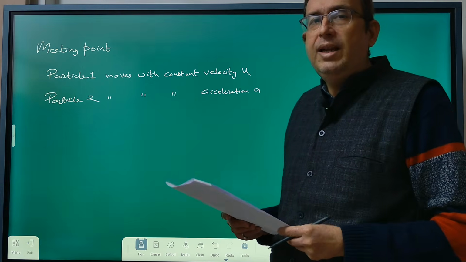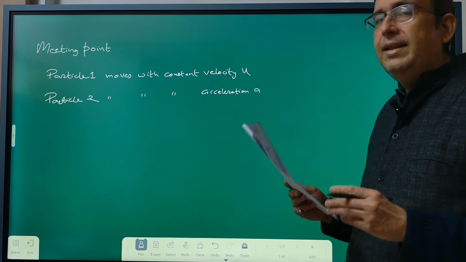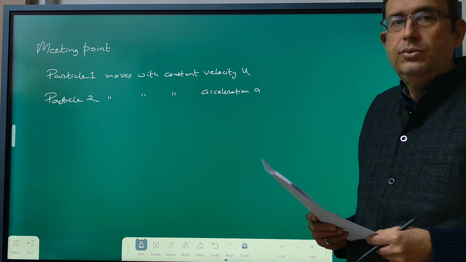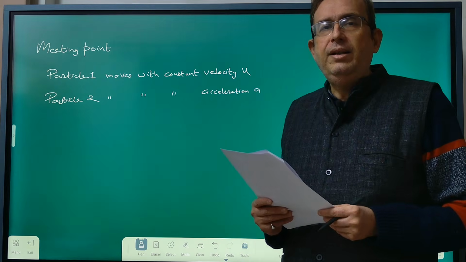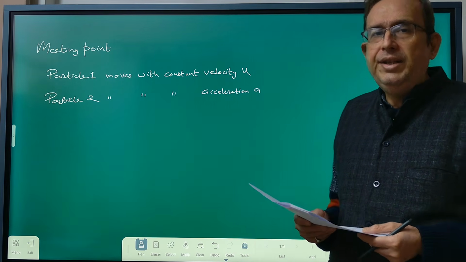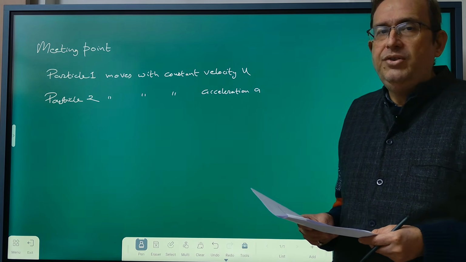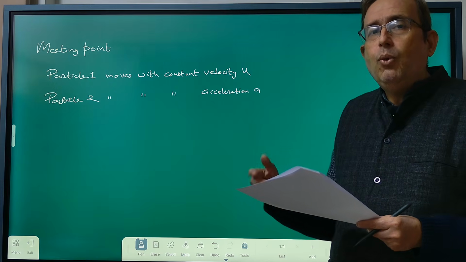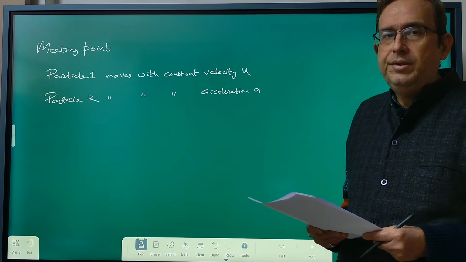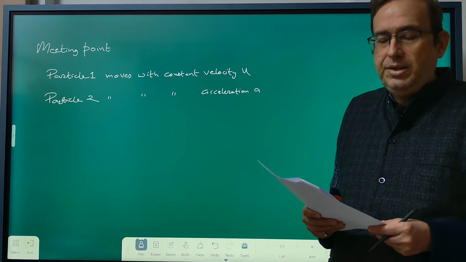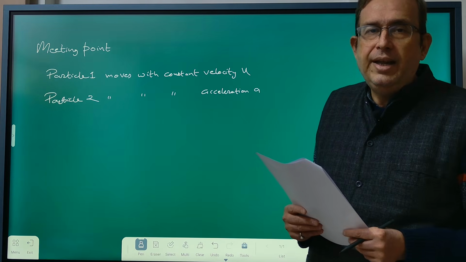So they both move in the same direction and they start at the same time also. Both of them start simultaneously, one with a constant velocity and one with a constant acceleration. And of course, they are going to meet again at a certain point. So when are they going to meet? At what time are they going to meet again?